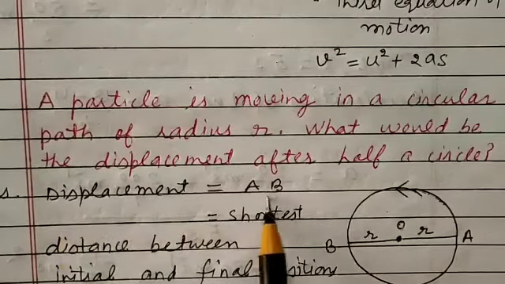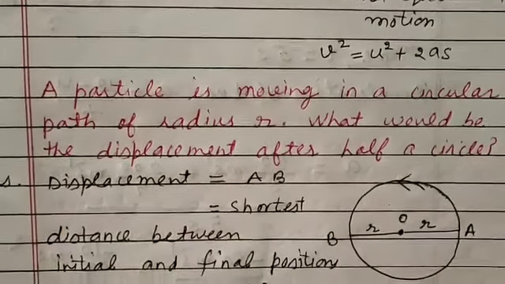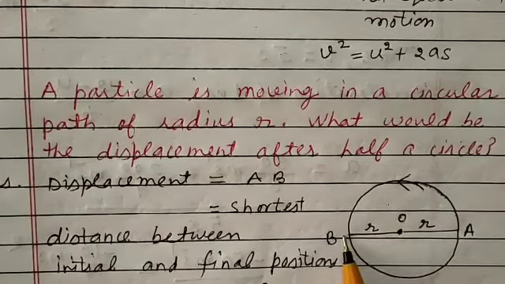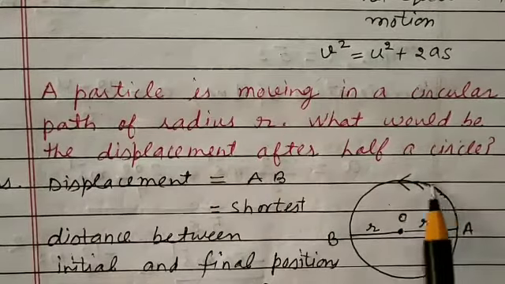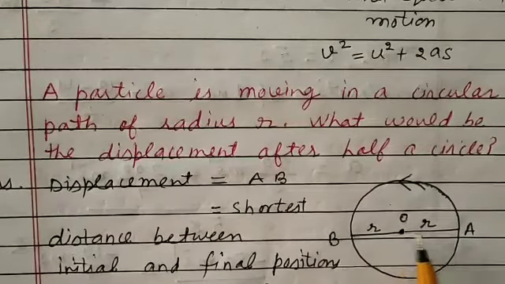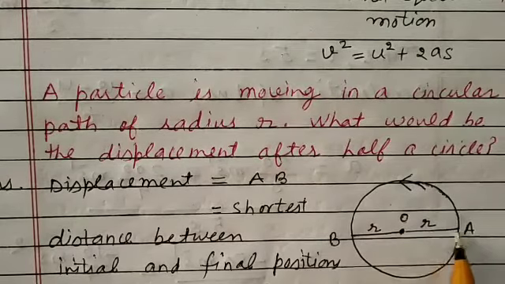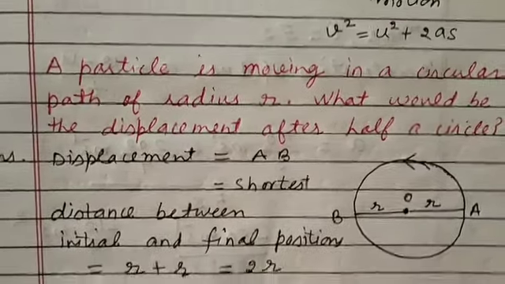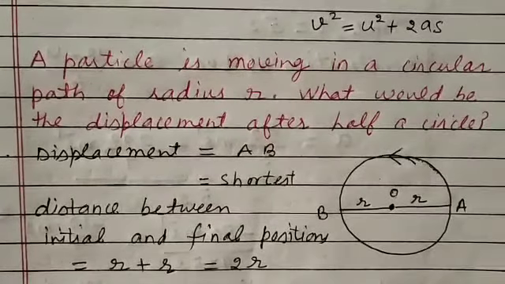We know that displacement is AB because this is the shortest distance between the initial and final position. Say this is our initial position A and B is our final position, and we have to find the displacement after half a circle. This is half a circle, means semicircle. The radius is R, and O is the center point. OA distance is R, again OB distance is R. So if we add R plus R, we will get 2R. So this is the displacement after half a circle.